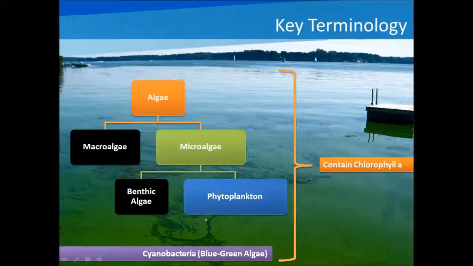Now our final two terms are cyanobacteria and blue-green algae, and they generally are used interchangeably. However, cyanobacteria is a more precise name. Cyanobacteria are photosynthetic form of bacteria, and they can also take on many shapes and forms. Please note we'll be using these two terms interchangeably throughout this webinar.